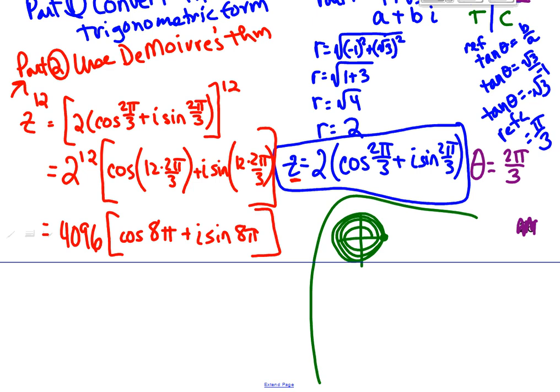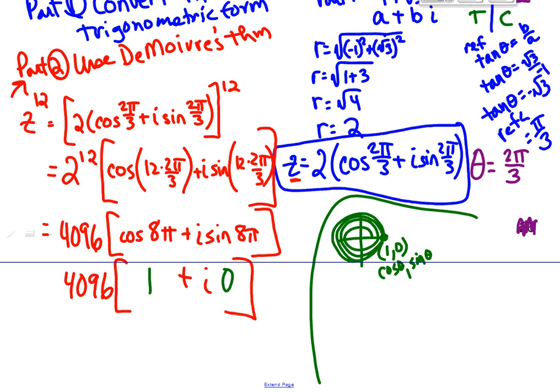And so my point is that I can pick as 1, 0, and that's cosine theta, sine theta. And so then I can just put those in my problem here. And so I'm going to have 4096 bracket, and then cosine 8 pi is going to be 1, plus i, and sine 8 pi is 0. And so a little color coding there. And then, well, 0i is just 0 and 1 is 1.